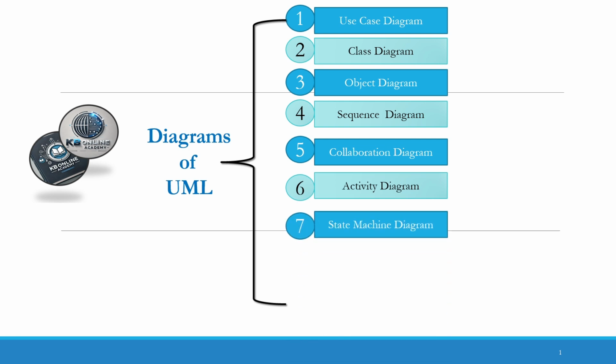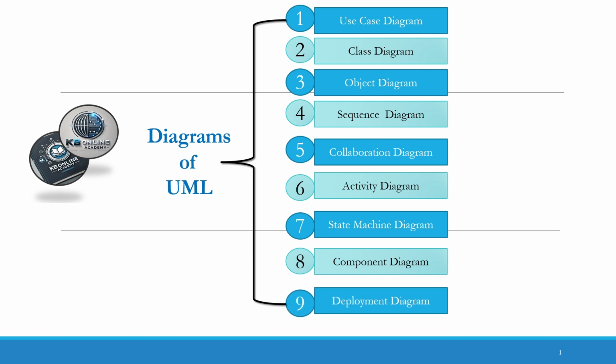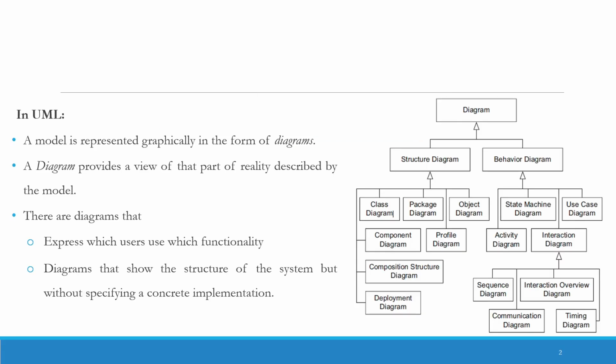Basically, in this episode, we are going to discuss the use case diagram, the class diagram, the object diagram, the sequence diagram, the collaboration diagram, the activity diagram, the state machine diagram, the component diagram, and we'll discuss the deployment diagram sequentially, step by step. So let's go through what a diagram is.